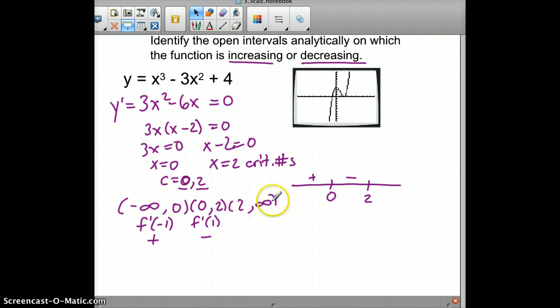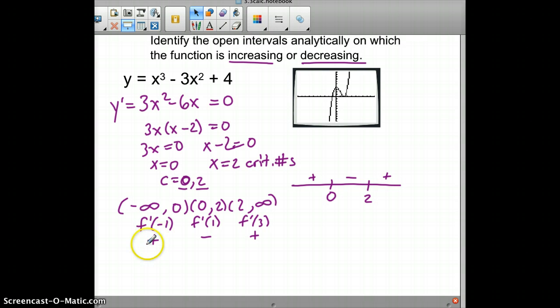And then after 2, any number after 2, like 3. So you could have 3, 9 times 3 is 27, minus 18. Again, that's positive. We don't care what the actual number is, just if it's positive or negative. So if you're using a number line, use that.